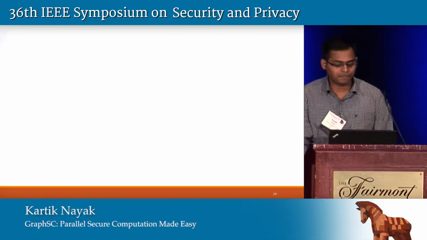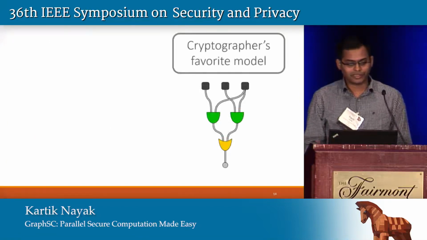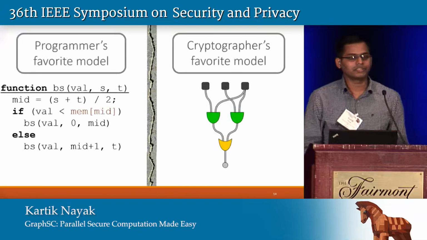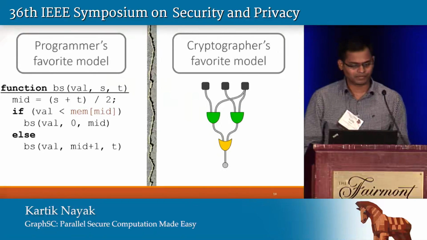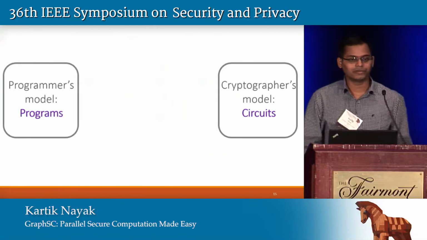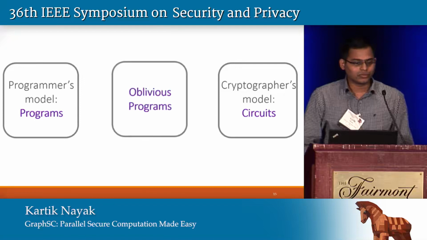So moving on, if we have to use secure computation, say you use Garbled Circuits, cryptographers tend to think of the computation in terms of circuits, whereas programmers tend to think of the computation in terms of writing programs. And hence, it is necessary to convert these programs into Boolean circuits. Turns out an important intermediary in between is the concept of oblivious programs.